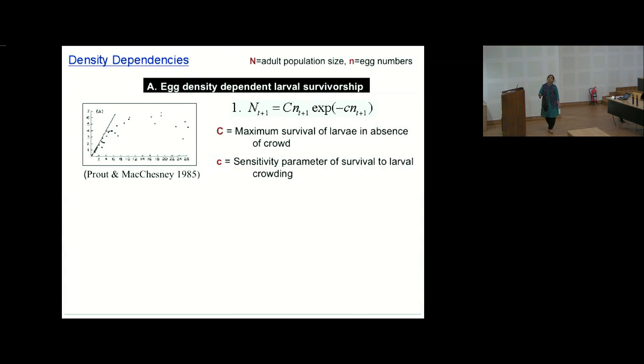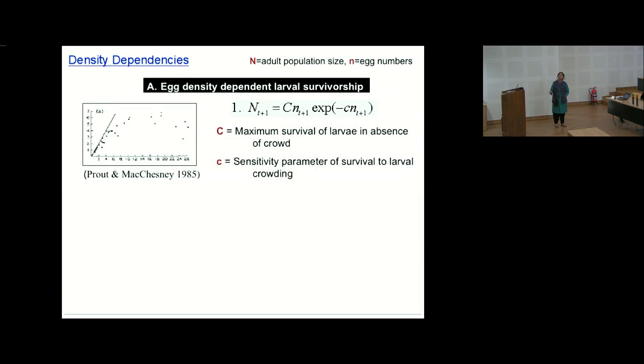And all they did was a fit of the initial part of the data, that is, when the egg numbers are small, there's an initial increase. In that paper, they only talked about there being a hump-like phenomenon, okay? If you increase the crowd, then the number of adults that come out is less. That's all they did in that paper. It's a very long paper and has lots of data other than this.